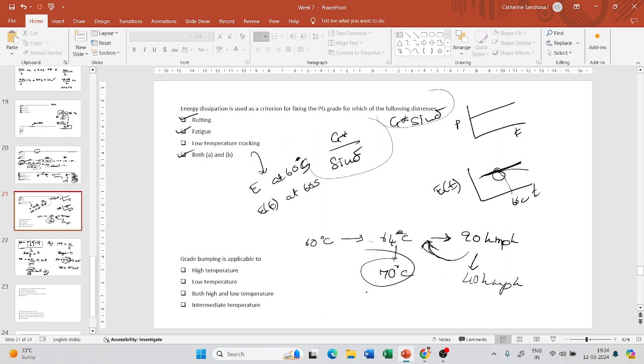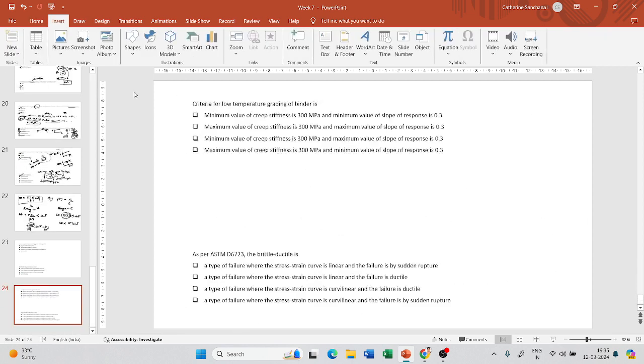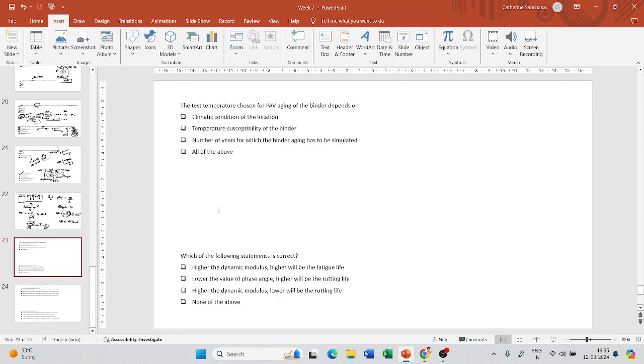What will happen if the vehicle is at a stop, is stationary? There you will again do a grade bumping. So if it is at a stop, you will do a grade bumping of 2 grades, and if it is moving slower, you will do a grade bumping of 1 grade. So this is done only for high temperatures, not for low temperatures or intermediate temperatures. Okay, so grade bumping is applicable to high temperatures. Okay, now moving to the next question.